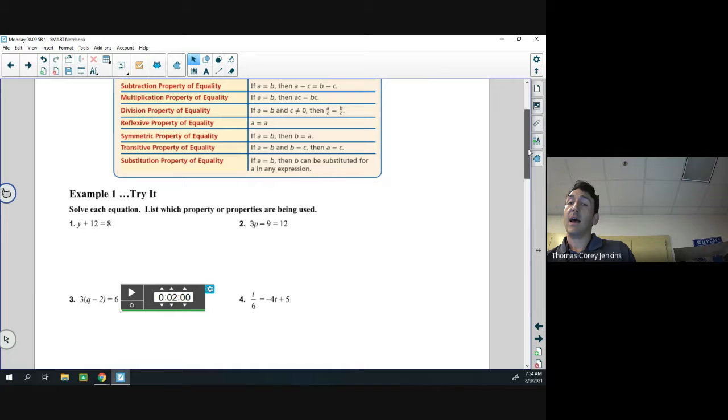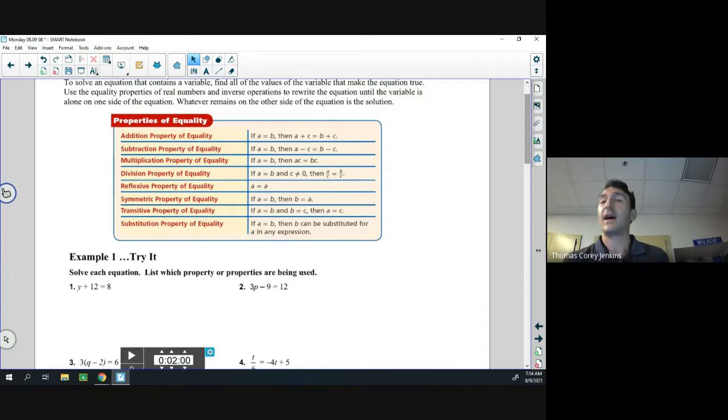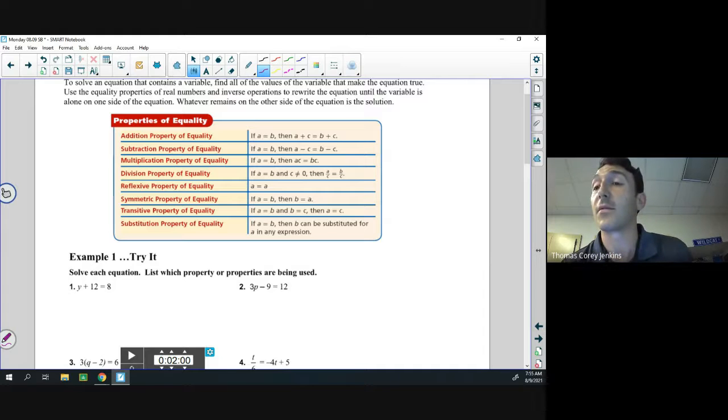Anyways, what we want to do on example 1 is, well, two things. We want to solve the equations we're given, but also name the property that we're using as we go throughout solving. So we don't have to write all these big long terms, we will just abbreviate. So instead of saying the addition property of equality, we'll just call that APE, and so on. The one under that, SPE, right? So just to save a little time there. So here is how we want to do that.